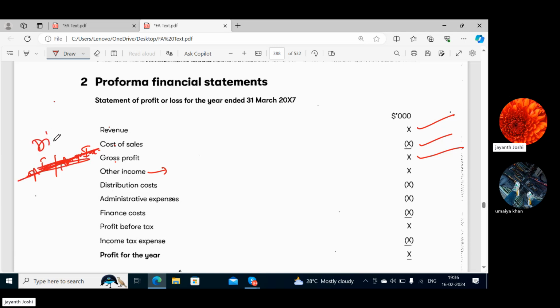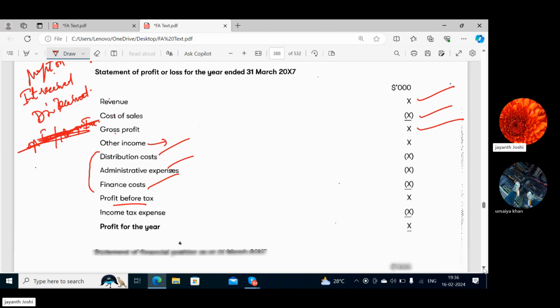Other income means dividend received. If you invest your money in any of these stocks, will you receive dividends from that? Yes. Interest received, profit on sale of asset, if any, and any such kind of incomes will be other income. Then you remove all the expenses: administrative, sales and distribution, finance cost, and you'll get PBT, profit before tax. You remove the income tax expense, and you'll get profit for the year.